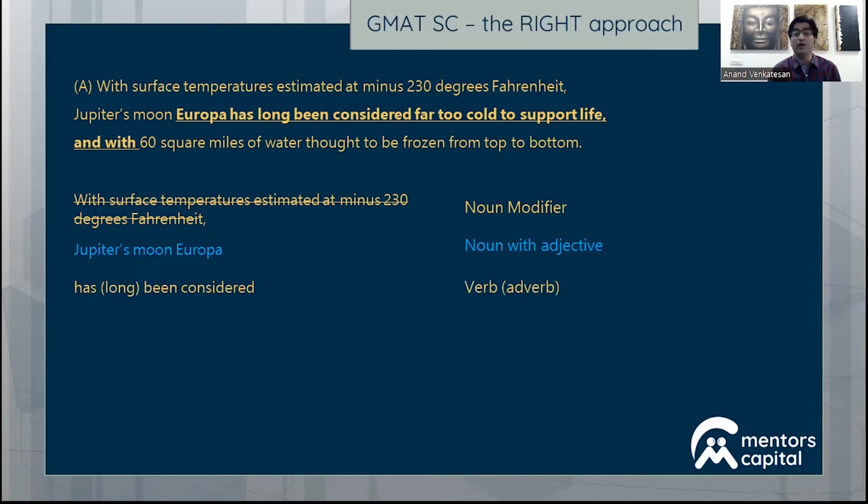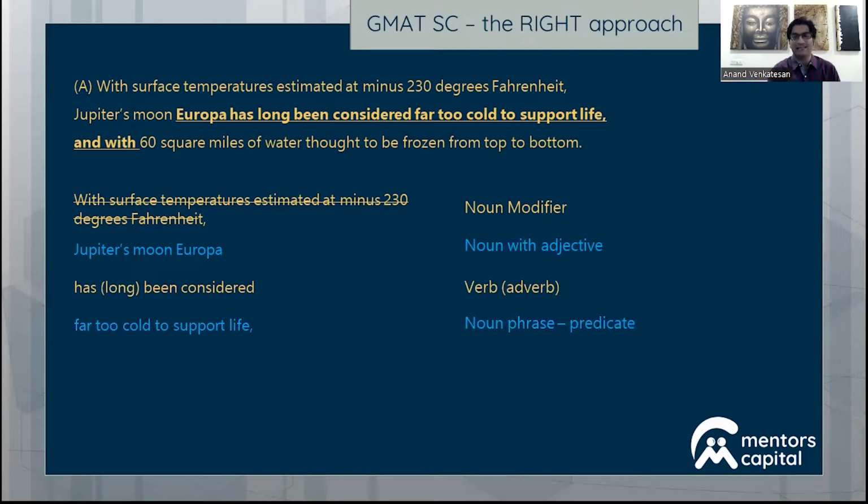Europa has long been considered. This is clearly the verb, right? So something, Europa has been considered. What has it been considered as, right? Well, Europa has been considered as far too cold to support life. You'll notice that the as is missing, right? But you can do without it, right? You can do without that preposition here. So it has long been considered what? It has long been considered far too cold to support life, right?